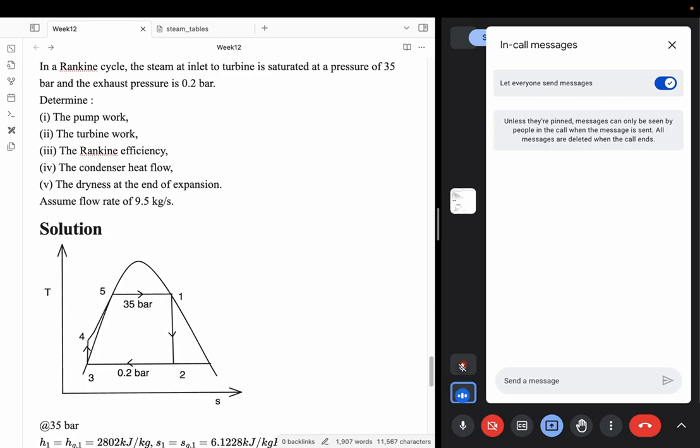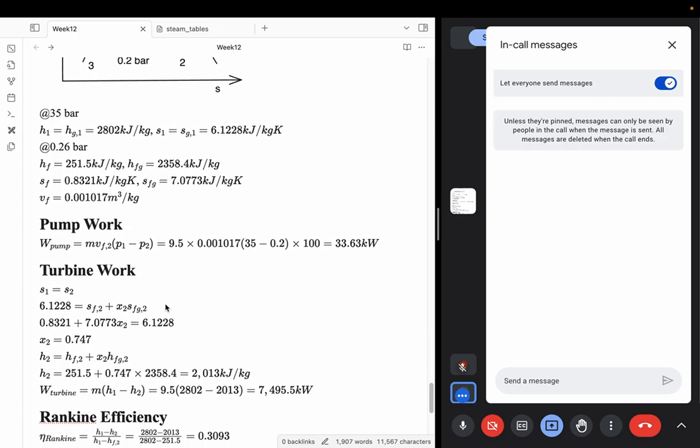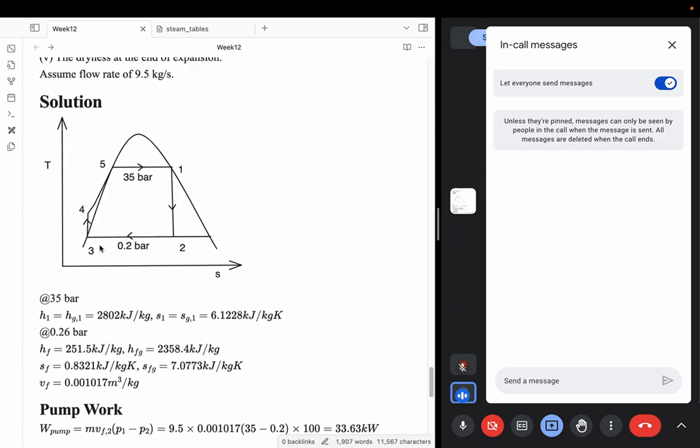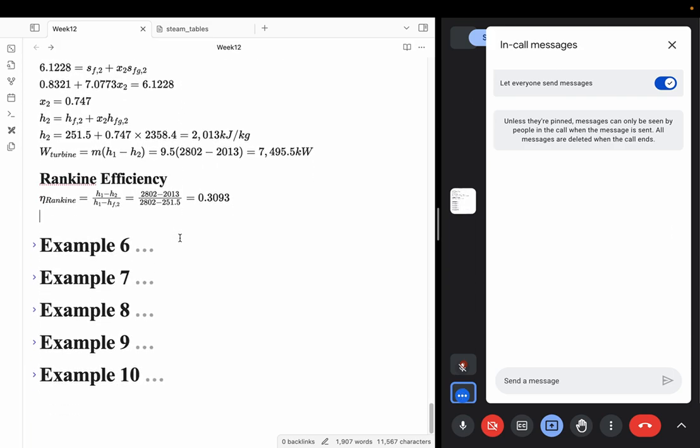This is also straightforward. The next one is to determine the condenser heat flow. So condenser heat flow is H2 minus H3.